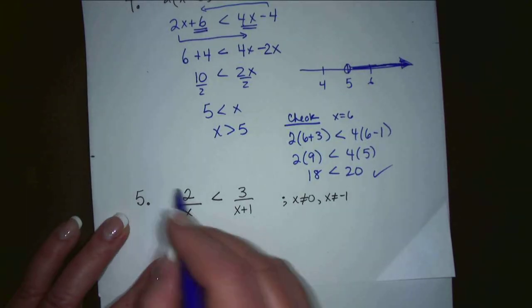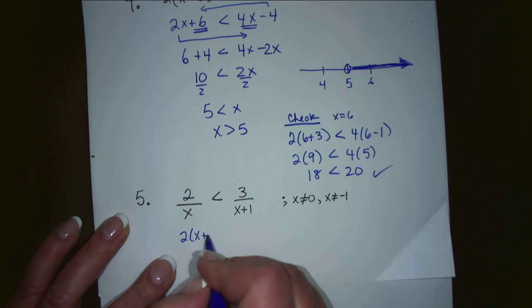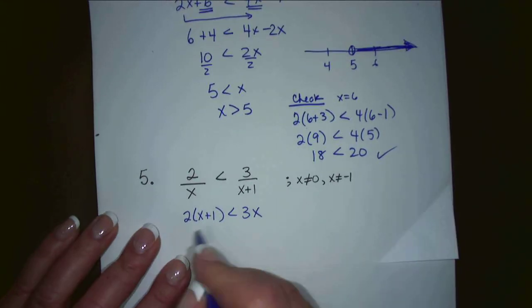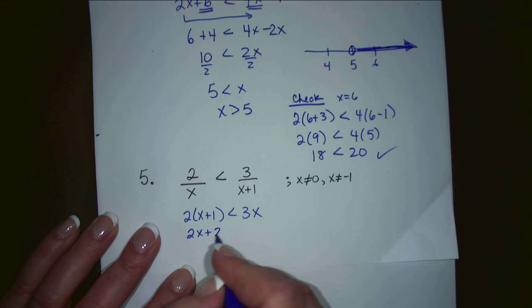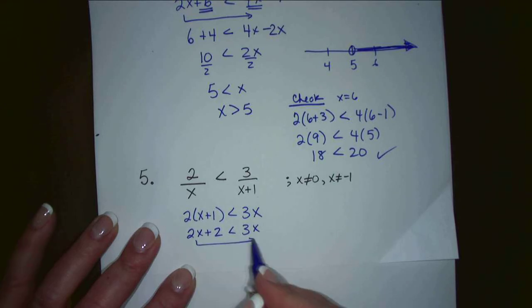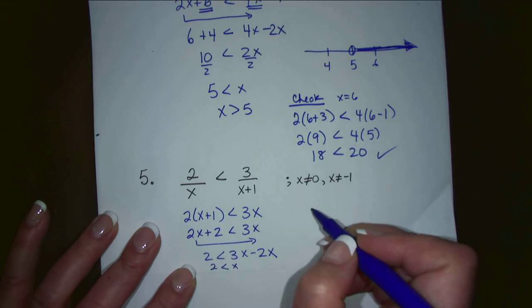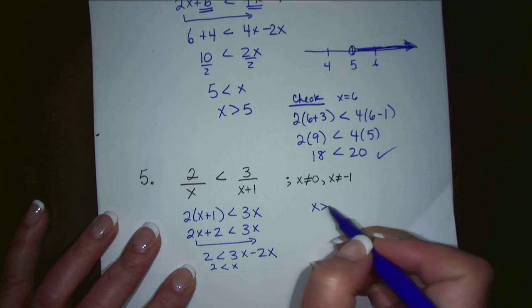So here, if we cross multiply, 2 times x plus 1 is less than 3x. Multiply this out, 2x plus 2. We're going to move the x's to the right, so they're positive. And we have 2 is less than x. Switch that around, so it says x is greater than 2.